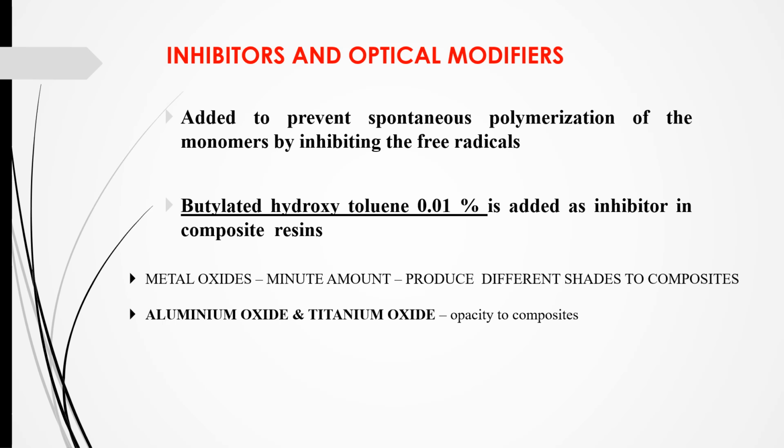Coming on to inhibitors and optical modifiers: inhibitors are added to prevent spontaneous polymerization of monomers by inhibiting the free radicals. Butylated hydroxytoluene at 0.01% is added as an inhibitor in composite resins. Metal oxides in minute amounts produce different shades in composites, in which aluminum oxide and titanium dioxide are commonly added to produce opacity.